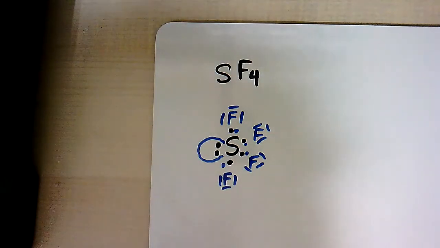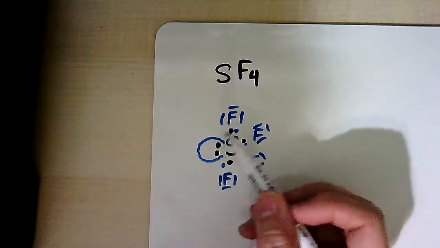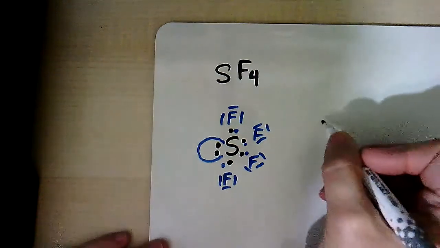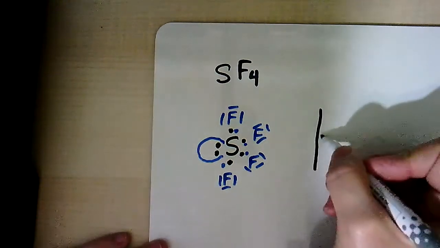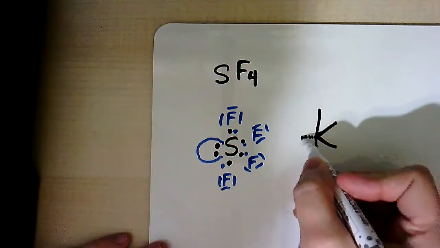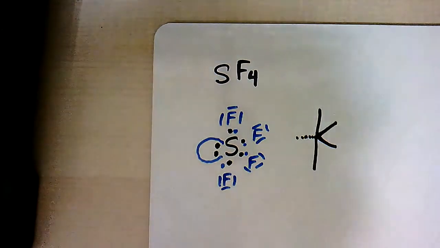So we count the domains. This counts as a domain. So 1, 2, 3, 4, 5. That tells us this is trigonal bipyramidal molecular geometry. We can see it. We can see the line here. We can see the 2 fluorines going off here. And we can see the spot where an unshared pair of electrons resides.